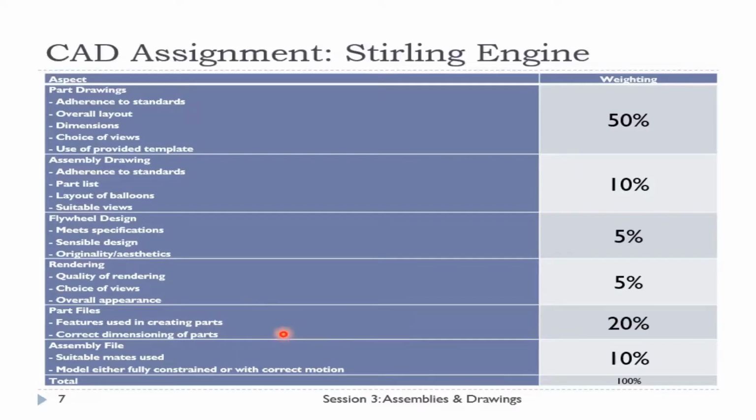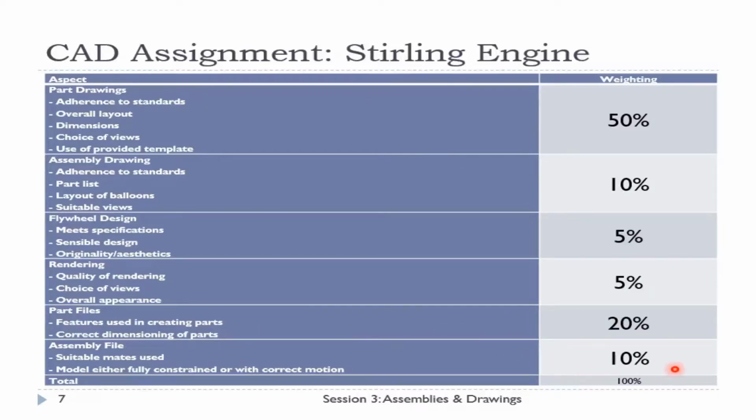Part files, so those would be your 3D SolidWorks part files, would take 20%. So we are going to be looking at the features used in creating parts. So what type of features you used, if you have used any advanced features that we discussed in the second session. You should also ensure that you correctly fully define and dimension your parts using smart dimensions and geometric relations.